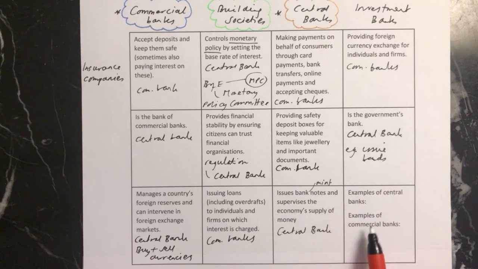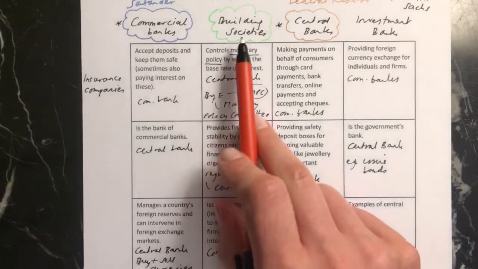And we've already looked at this, examples of central banks. We said the Bank of England, the Federal Reserve, the European Central Bank, and examples of commercial banks would be HSBC, Santander, for example. Just one last point to talk about, building societies.